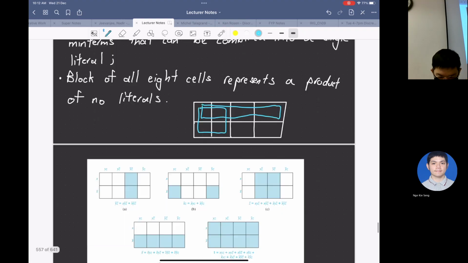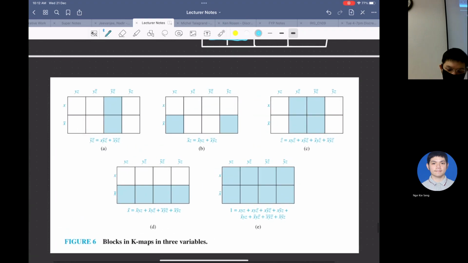So for example here, let's say you want to combine x y bar z bar and x bar y bar z bar. So they are adjacent, right? Adjacent, they differ by exactly one literal. So where's the difference? X, right? So you can see that this x and x bar can be simplified. You can factorize it, simplify, and then you are left with two literals. So you reduce by one. So two adjacent cells, you can reduce the literal by one.